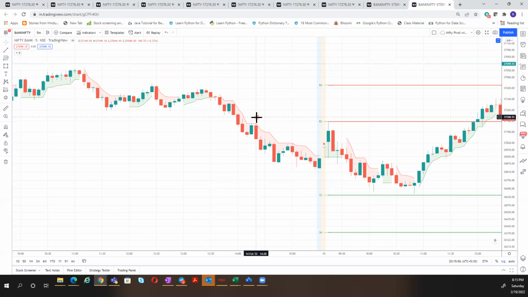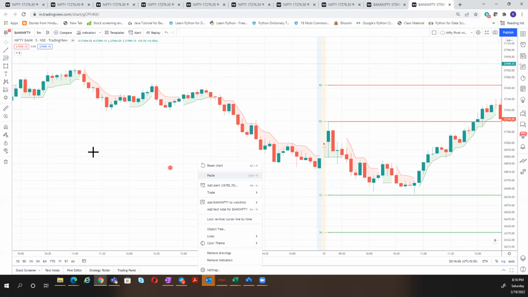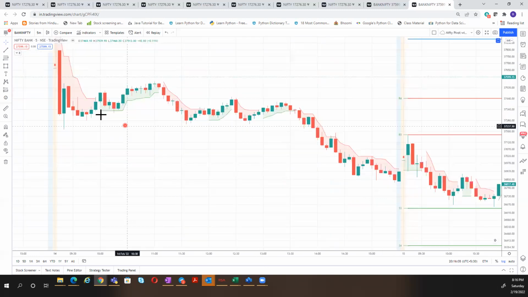Some candles may go out, but you still have to wait for the 5 minutes to close. See here, this will give you a better direction where you can confidently hold the trade. See here, it's holding, the support is holding.